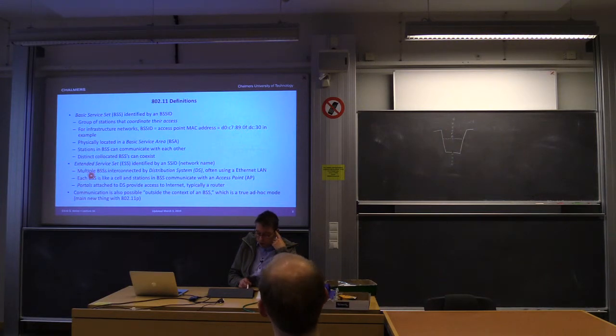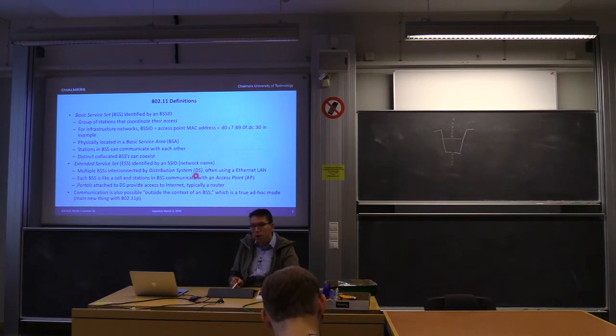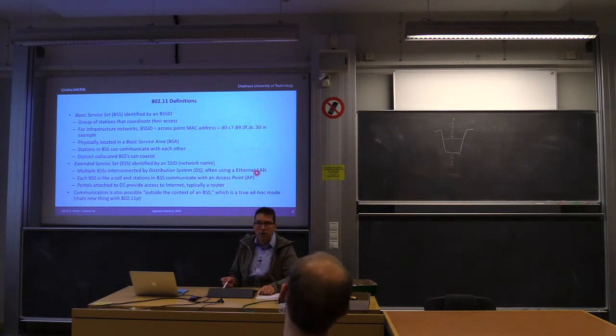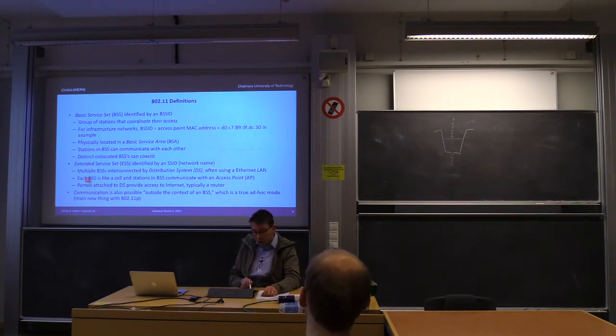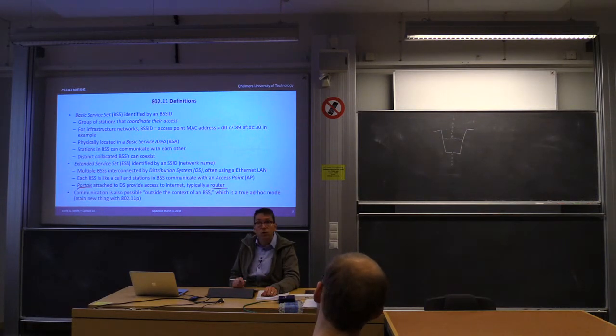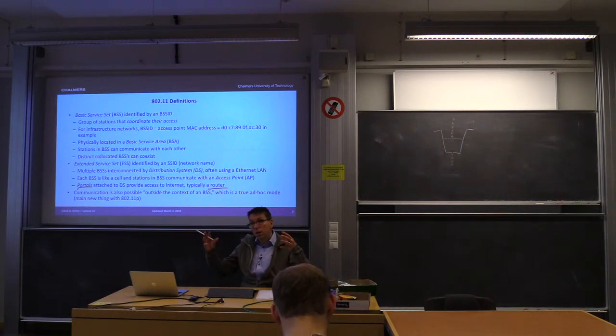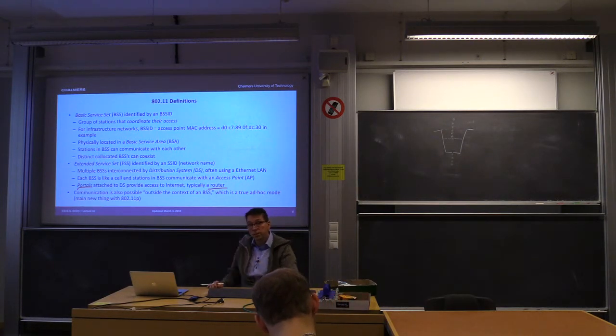So these basic service sets are interconnected by something called a distribution system. This is typically like an Ethernet LAN or something like that, but something that connects the different access points together. And each basic service set is then like a cell, if we think about the cellular system, and the stations in this BSS can then communicate with this access point. And then to the distribution system, one typically has devices called portals. Think of them as routers that connect the distribution system to the internet.